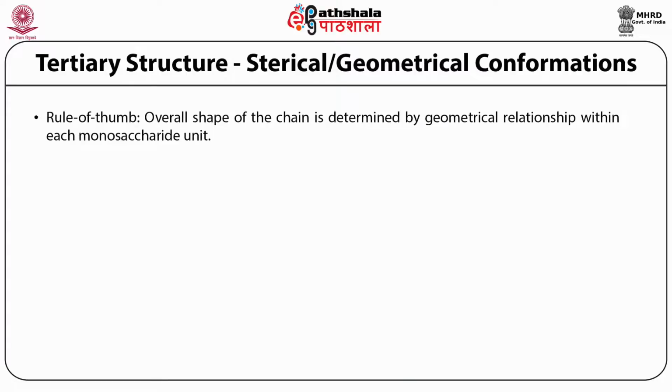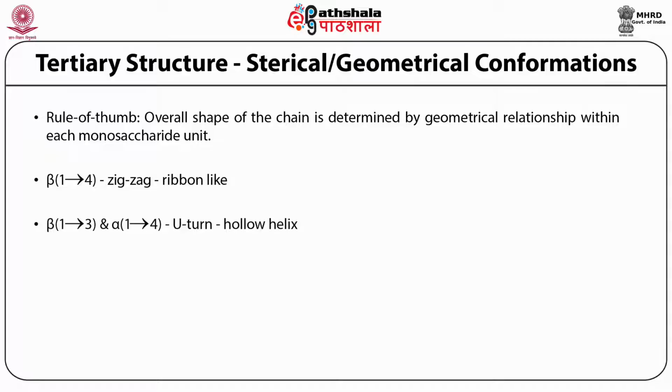So in case of tertiary structure, especially beta-1,4 linkage, a zigzag ribbon-like linkage will be there, whereas beta-1,3 or 1,4 alpha linkage will give a halo helix or U-turn link. In case of beta-1,2, it is twisted or crumpled, whereas in case of 1-6, no ordered conformation. So these are all the conformations the bulk tertiary structure will give, especially if more sugar units are linked together; they will produce this kind of shape.